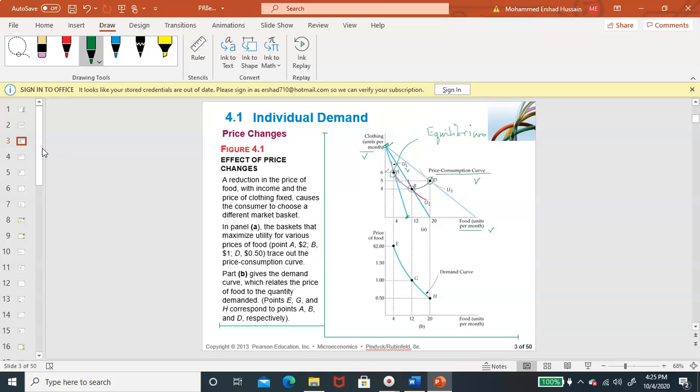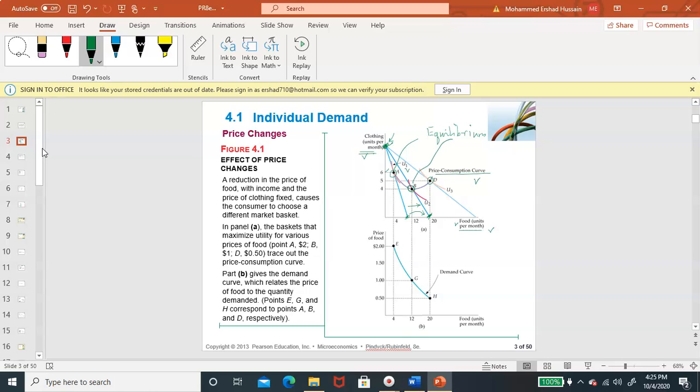And then what happens is that when the price of food decreases, the consumer can buy more, but the price of clothing doesn't change. So this intercept does not change, but this intercept will change, because now the price of food has gone down, they can buy more. As we have explained to you, the budget line will not shift, it will swing, it will rotate. And then the new equilibrium with the new budget line is at point B.